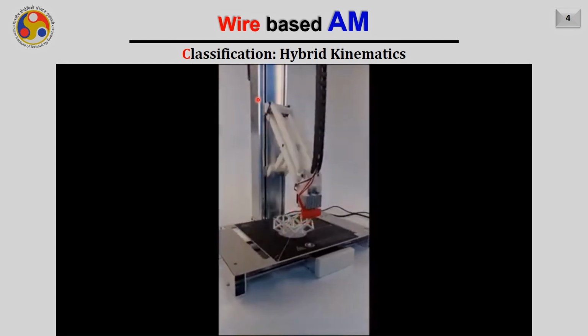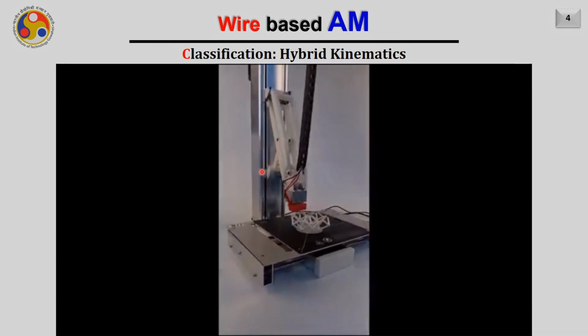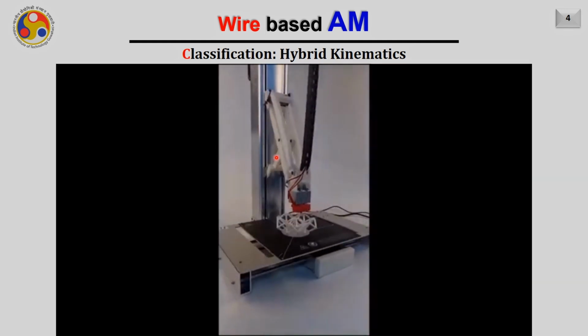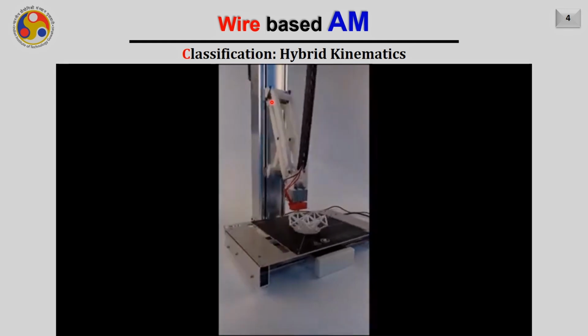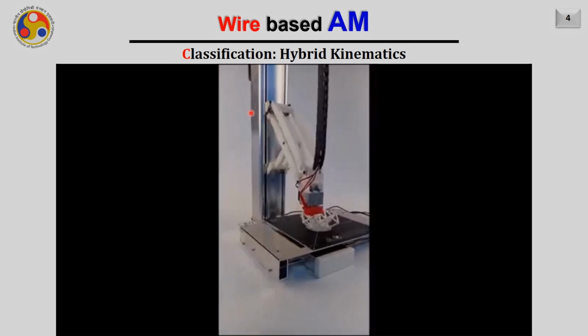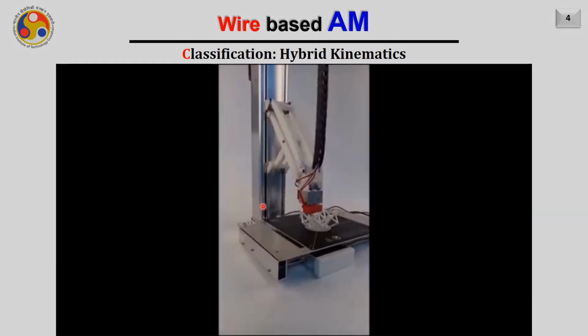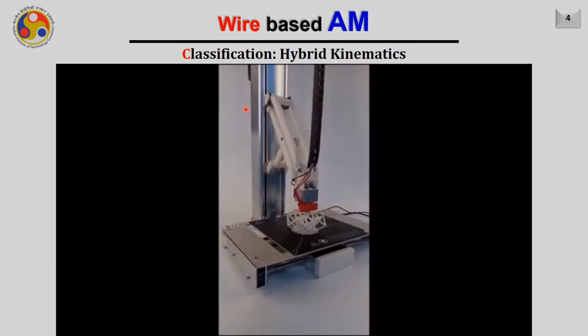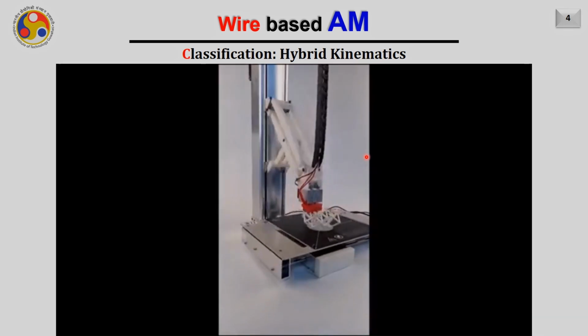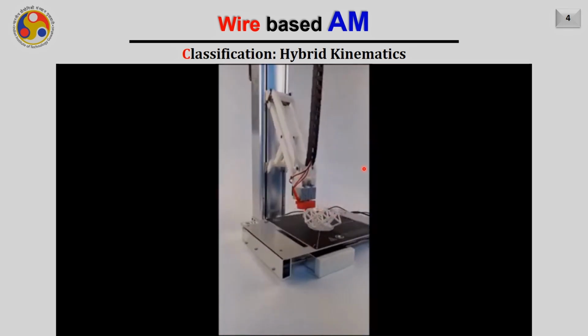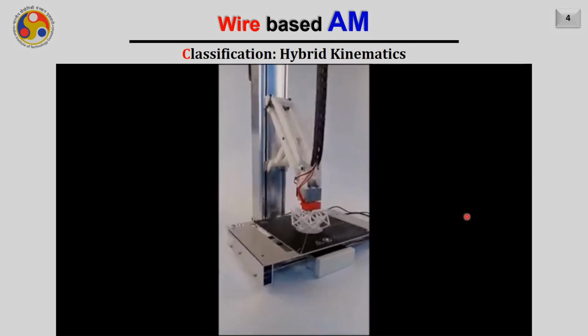But when both the ends of the Scott Russell mechanism move together at a particular speed, then as a result we get the z-axis also here. So the z and y axes are obtained by the parallel kinematics, while the x-axis is obtained by the serial kinematics. This is an example of hybrid kinematics. This particular FDM process was, I think, developed by Kappa.